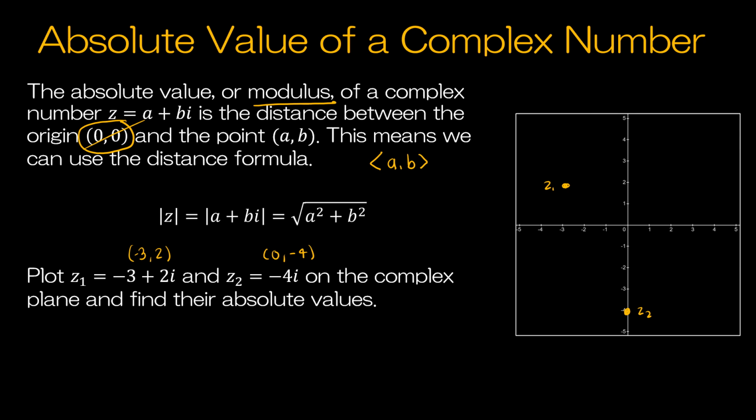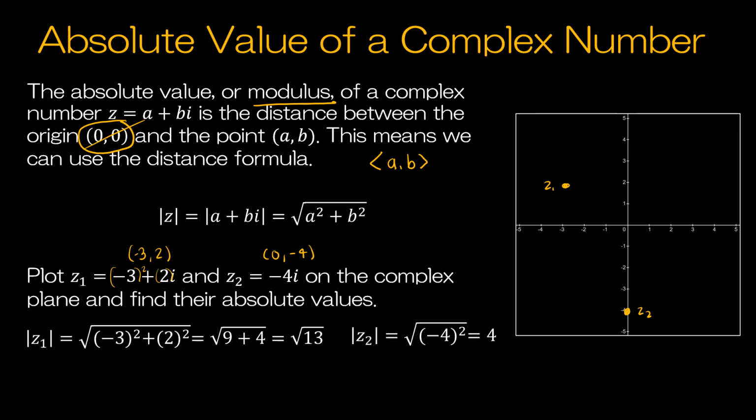Now we want to find their absolute values. And again, we're thinking if this were a vector, what would be that magnitude? Now this is not a vector, this is a complex number, but that's essentially the same thing. We're just finding the distance from this point (0, 0) to z1 and z2. So for z1, we're going to take negative 3 squared plus 2 squared, which gives us 9 plus 4, or radical 13. So again, that's the distance between (0, 0) and z1. And for z2, we're going to take negative 4 squared and then take the square root, which is obviously going to give us 4. And that makes perfect sense, that would be a distance of 4.